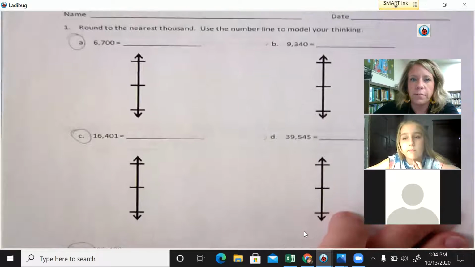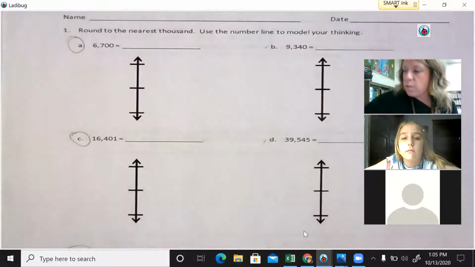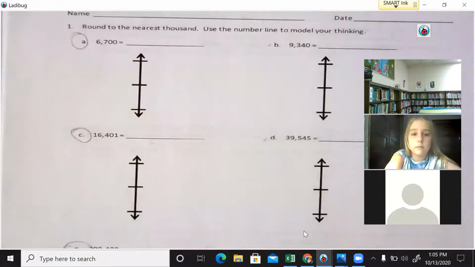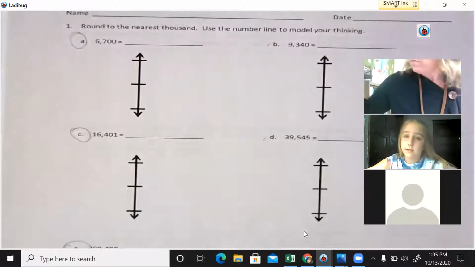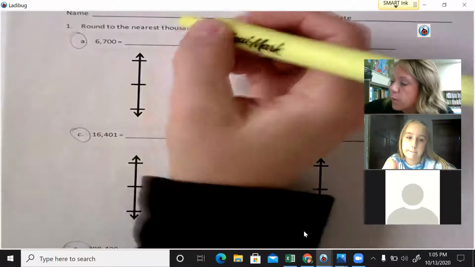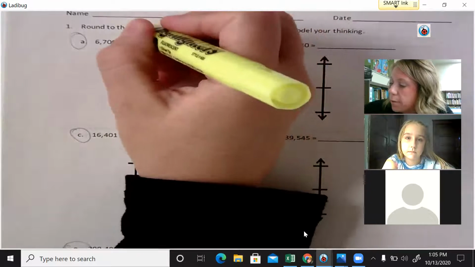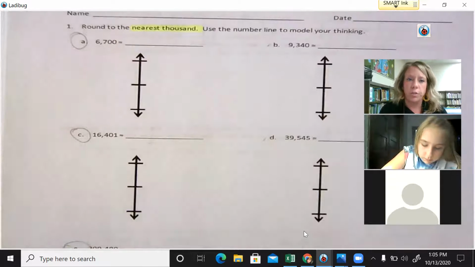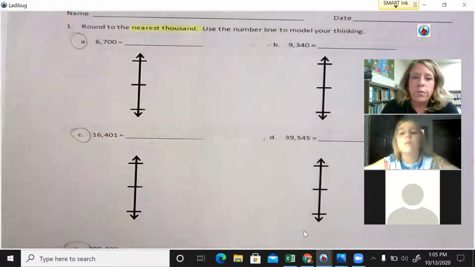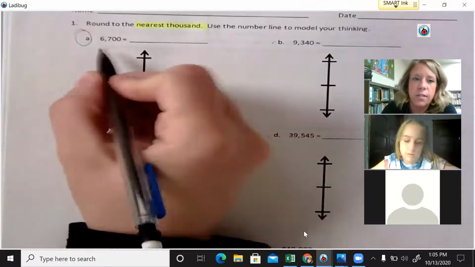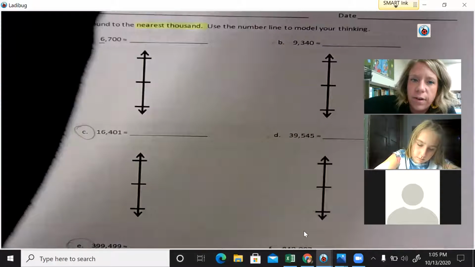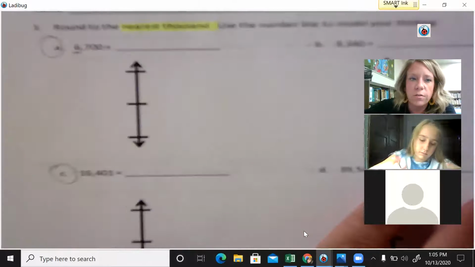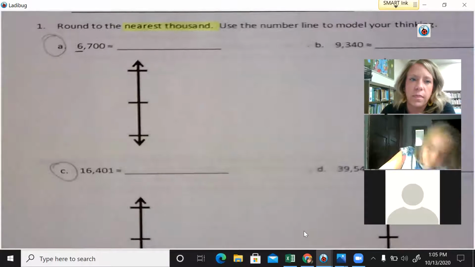Okay, so we're going to start right here. Number 1, Sophia, can you go ahead and read the directions for us? It says, round to the nearest 1,000. Use the number line to model your thinking. Okay, so the most important thing in rounding problems is to remember to pay attention to what you're rounding to. So for letter A, we have the number 6,700. When we're rounding to the nearest 1,000, we want to first identify the thousands place. So I'm going to underline the 6.